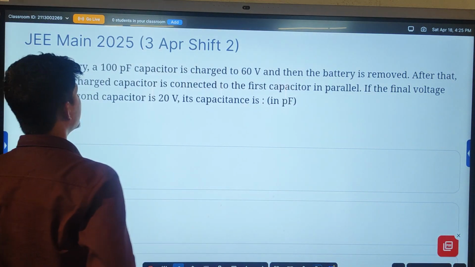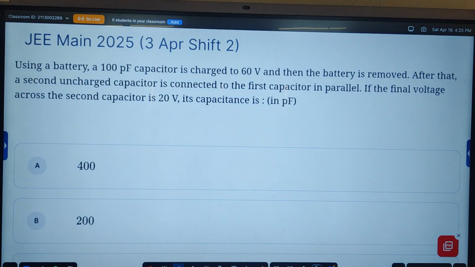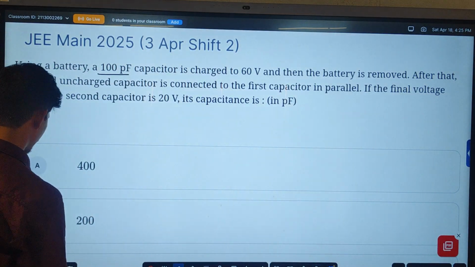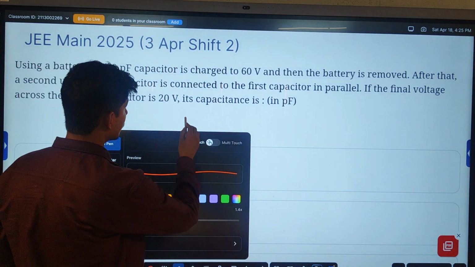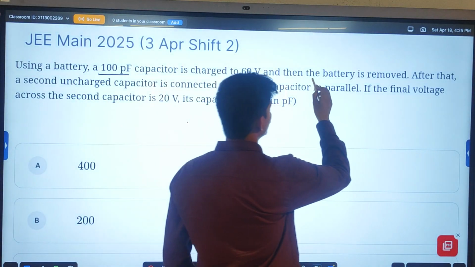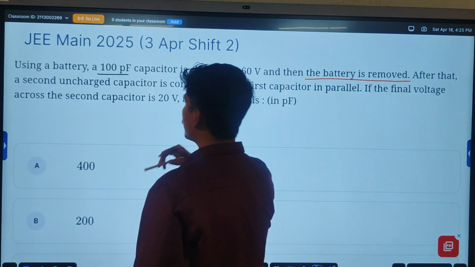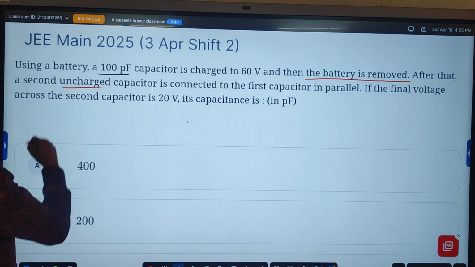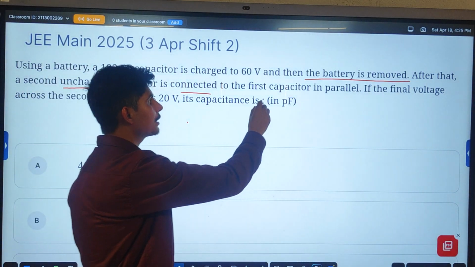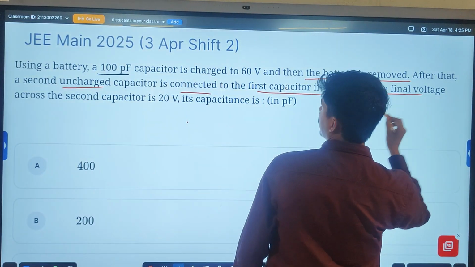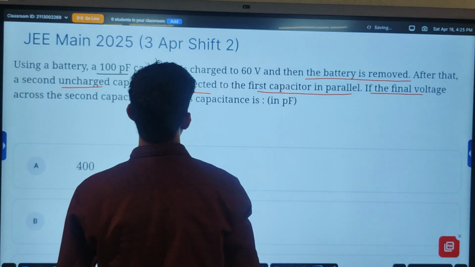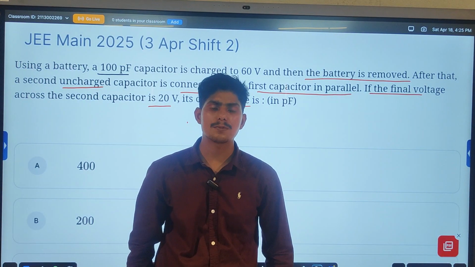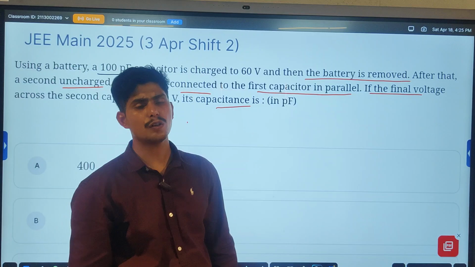Using a battery, a 100 picofarad capacitor is charged to 60 volt, and then the battery is removed. After that, a second uncharged capacitor is connected to the first capacitor in parallel. If the final voltage across the second capacitor is 20 volt, its capacitance is? We have to find the capacitance of the second capacitor which is connected to the first capacitor.